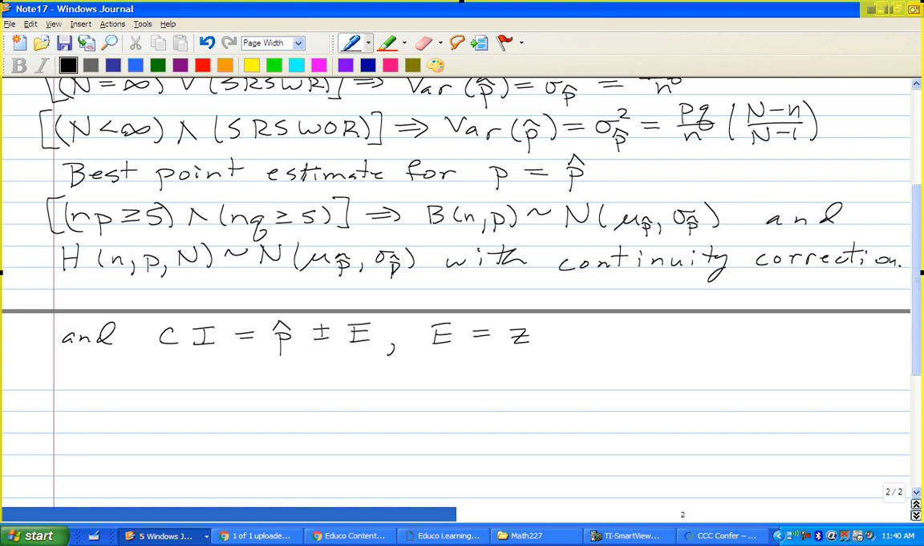By z, I'll have a normal approximation, so the critical value will be a normal z value times the standard error given by one of the above formulas, depending on if it's a hypergeometric distribution or a binomial distribution. We also had the sample size.